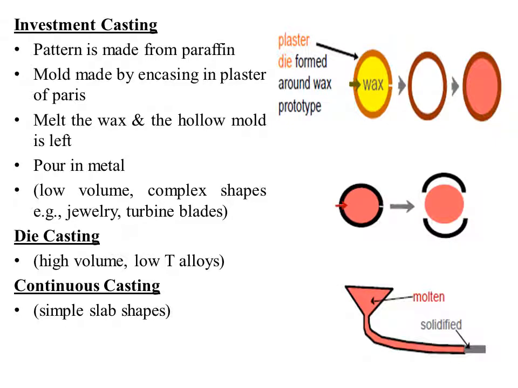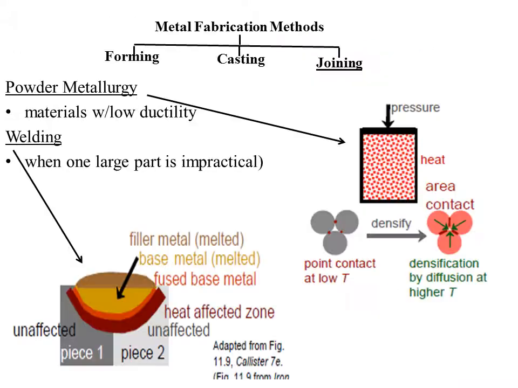In die casting, it is high volume and low temperature alloys are used. In continuous casting, you get simple slab shapes. All these are methods of preparation of the various types of steel.